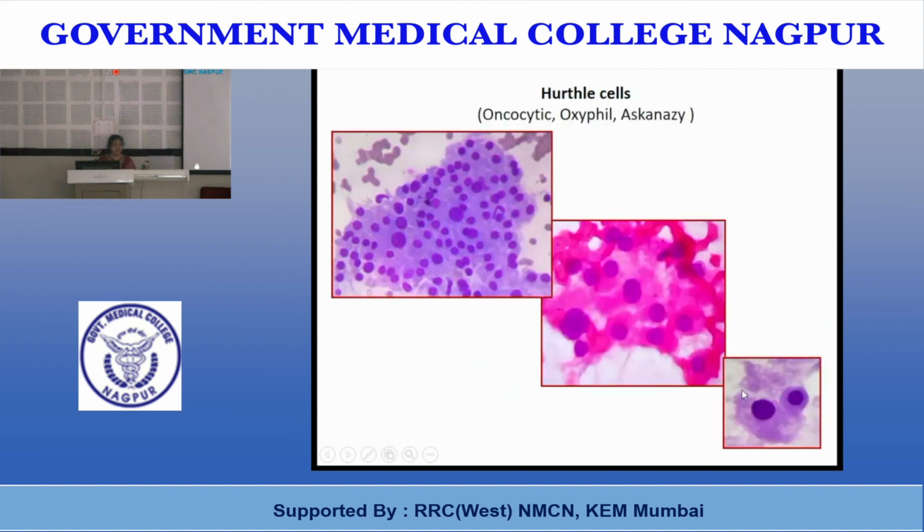And the Ashkenazi cells or the oncocytic cells, also known as Hurdle cells, in benign lesions, they are often, I should say, seen as an accompaniment, and they are polygonal cells with abundant granular cytoplasm, a central round nucleus with a prominent nucleolus. They may show binucleation and marked anisokaryosis.